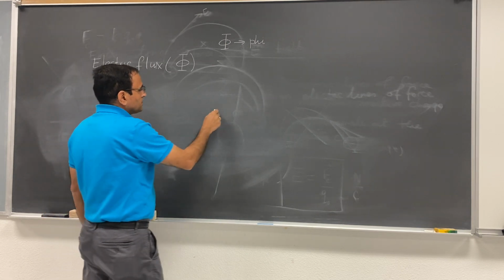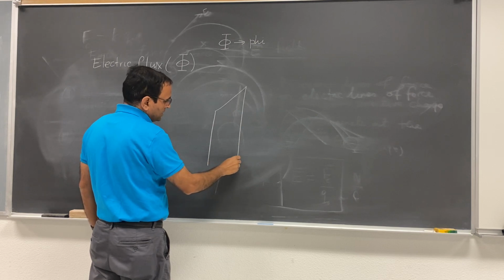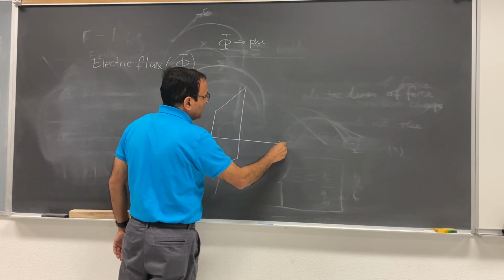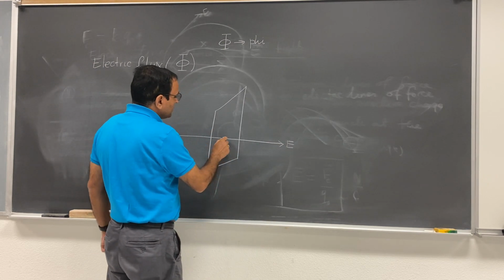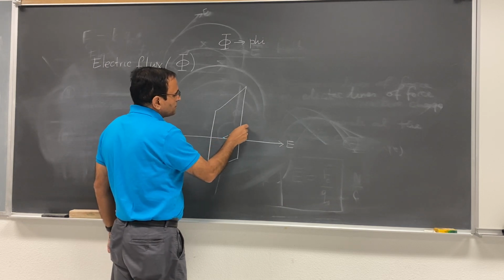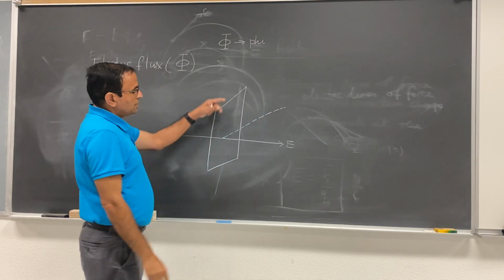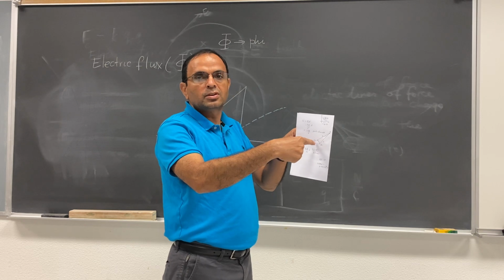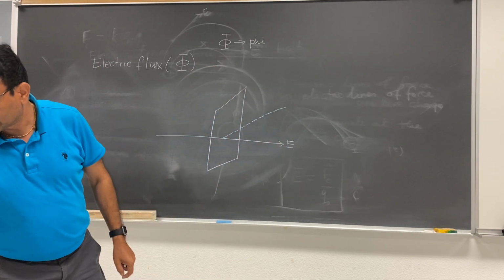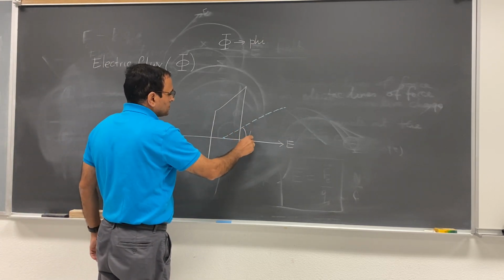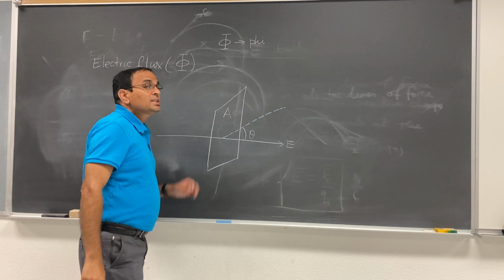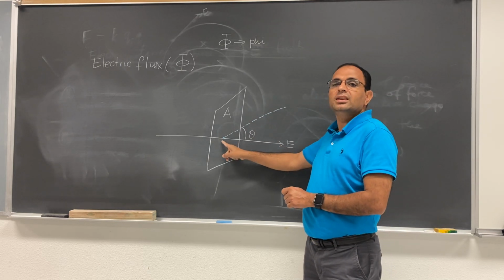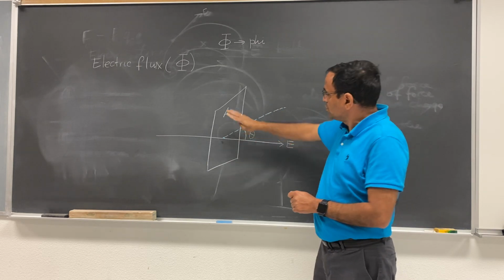So let us suppose this is a certain surface area here, and consider this is an electric field, and right here this is the line. This line is perpendicular to the surface, this area. The dashed line is perpendicular to the surface, not perpendicular to the electric field, perpendicular to the surface. And let us consider this angle is theta. The area of this surface is A. So what is theta? Theta is the angle between the direction of the electric field and the line drawn perpendicular to the surface area. This dashed line is perpendicular to this surface.